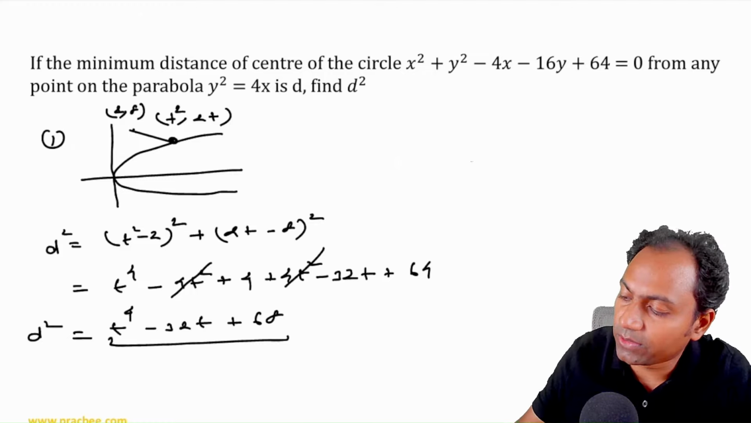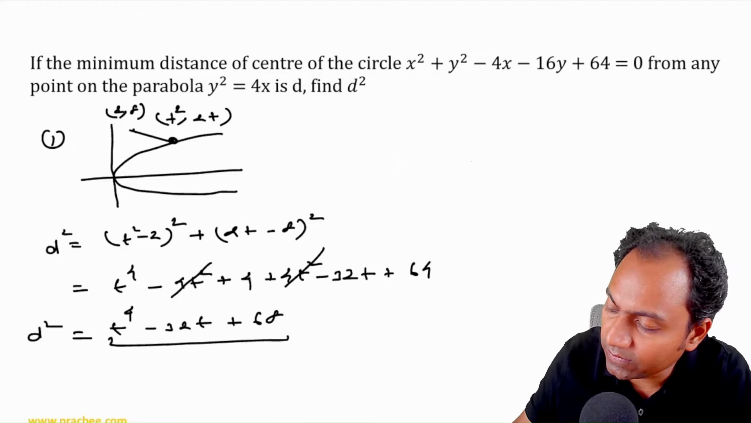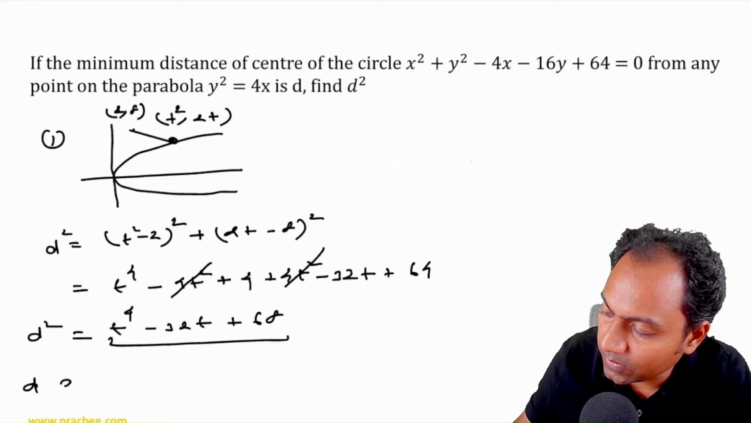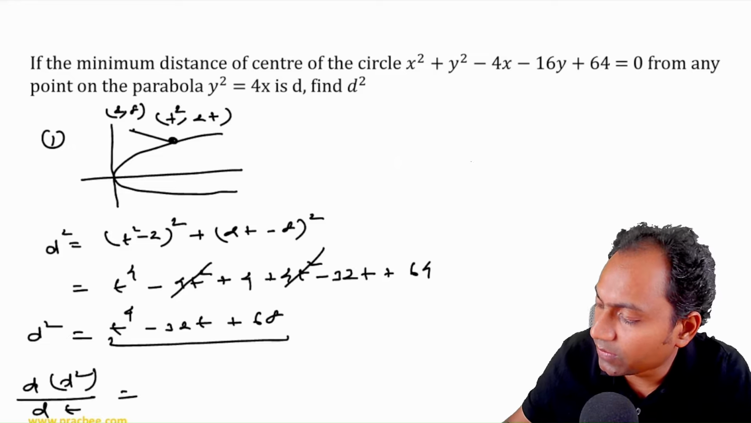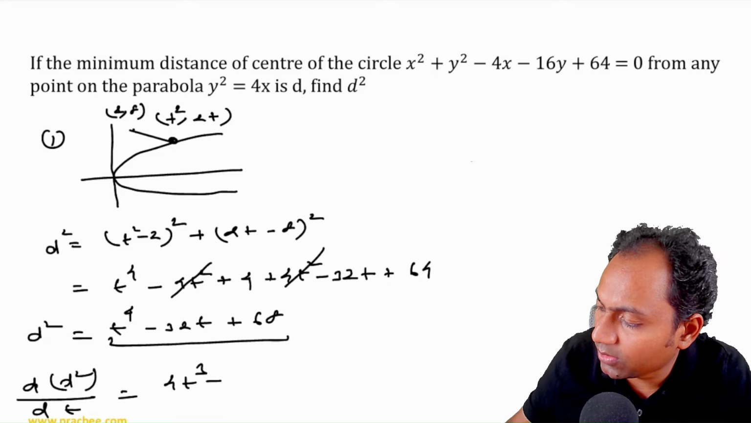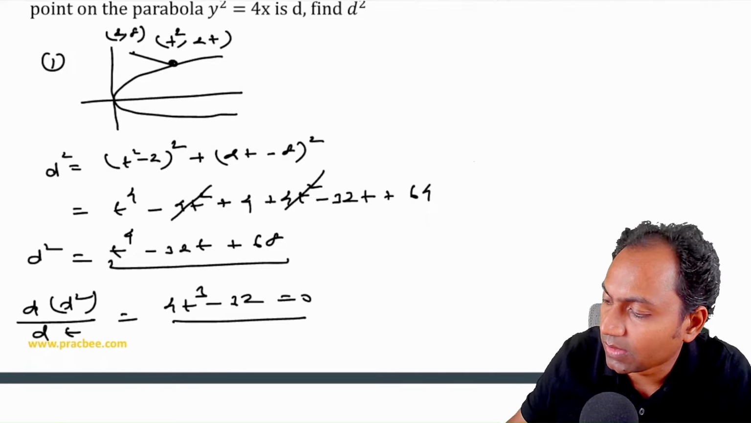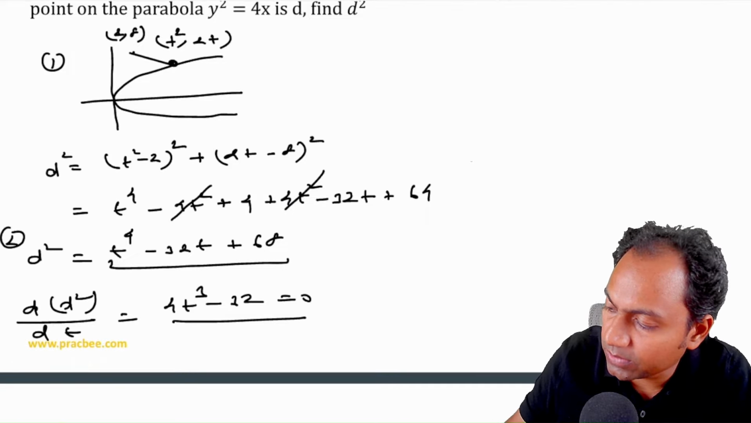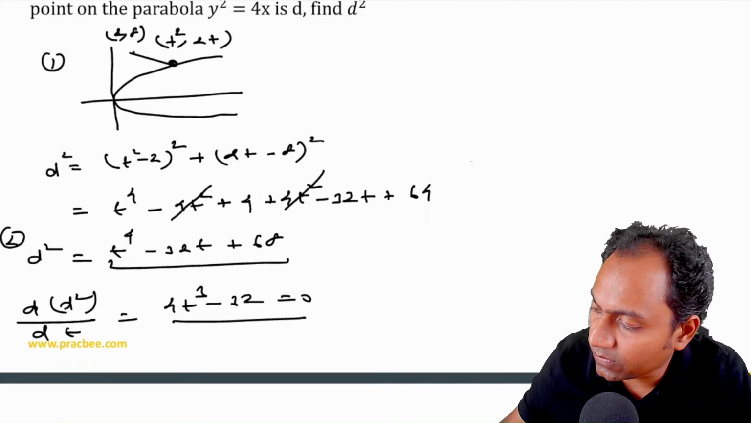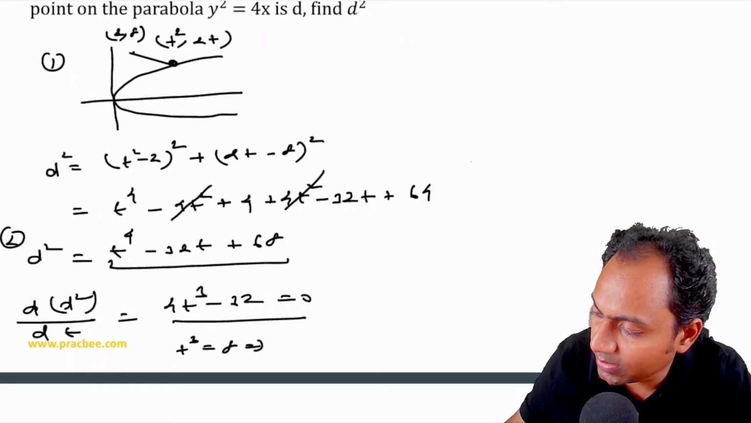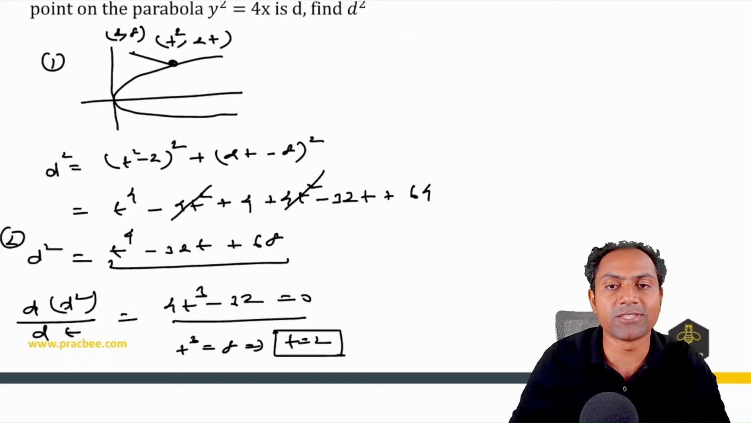So what we need to do is minimize this quantity. So we can take a derivative. If I take a derivative of this part with respect to t, what we are getting is 4t cube minus 32, and let us put this equal to 0. This is my second part of the question. If I do this, I'm getting t cube is equal to 8. That implies t is equal to 2. So the minimum value is going to come at t is equal to 2.